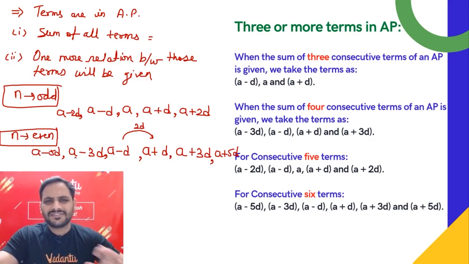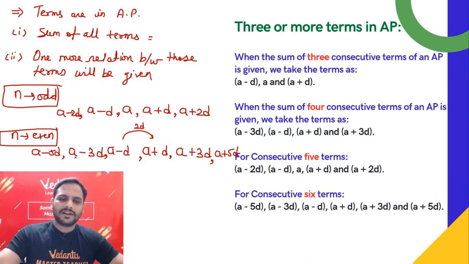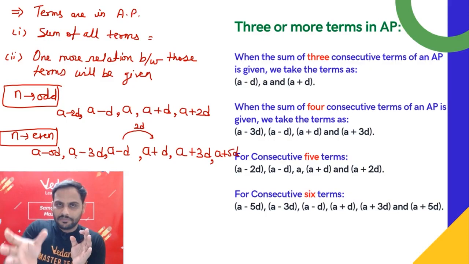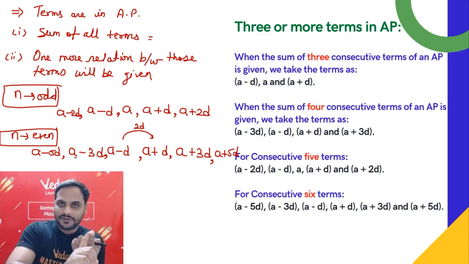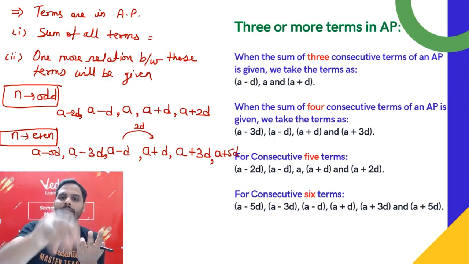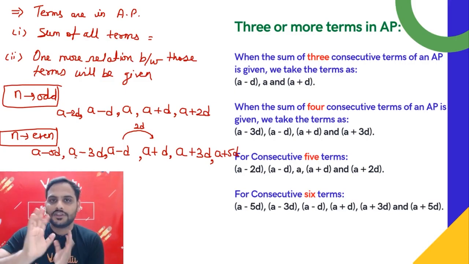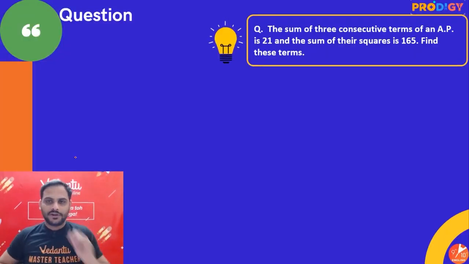It's not difficult, it is a simple pattern, nothing new. Just understand the pattern and remember whether the number of terms is odd or even. Based on that you will choose your terms. Okay, let's see this application in a question. See what it is saying.